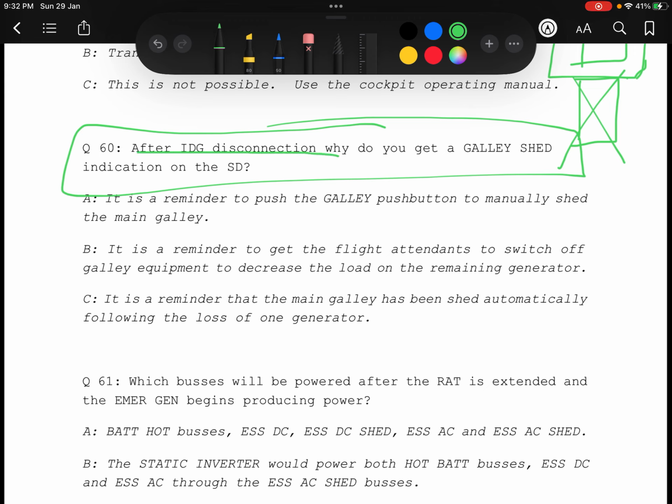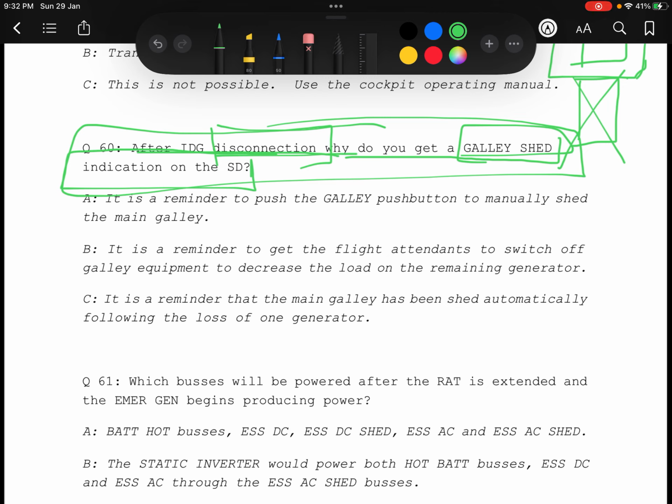After IDG disconnection, why do you get a galley shed indication on the SD page? Galley shed. It is just a reminder that the main galley has been shed automatically because of the loss of one generator. You yourself disconnected the IDG, and I told you initially, when there will be loss of any AC bus, right?